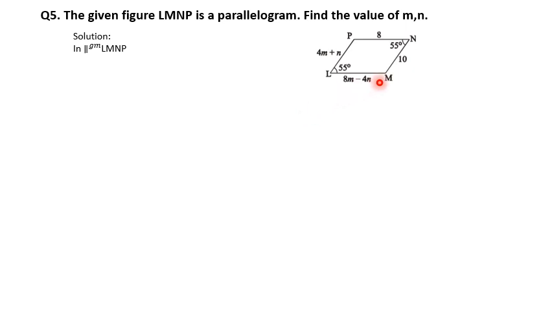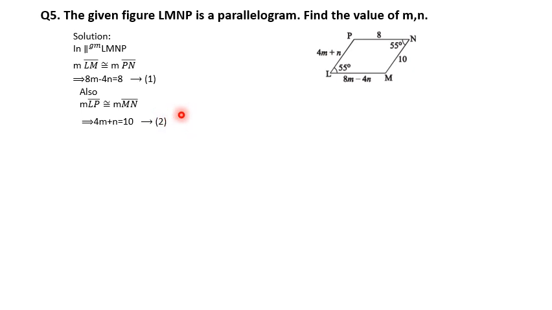Solution: in a parallelogram LMNP, measure LM is congruent to measure PN. So 8m minus 4n is equal to 8. Also measure LP is congruent to measure MN. So 4m plus n is equal to 10. Now students, you have these two equations. We are going to solve these equations by any method.